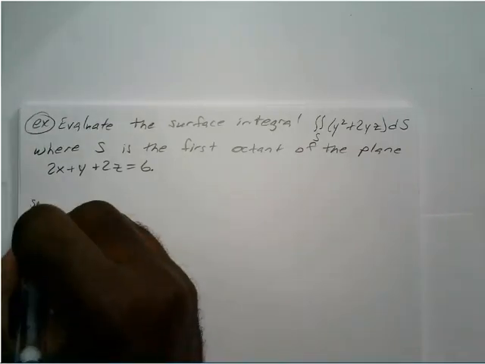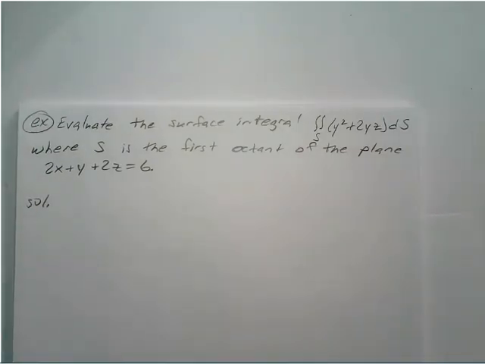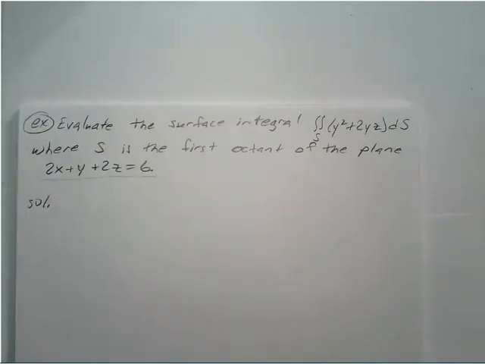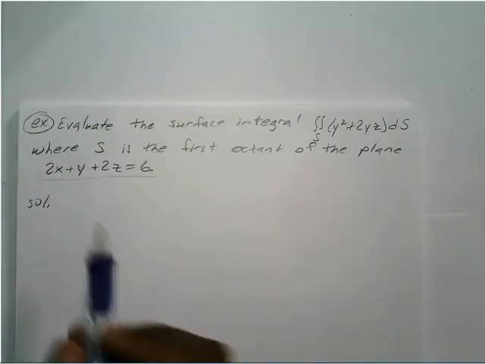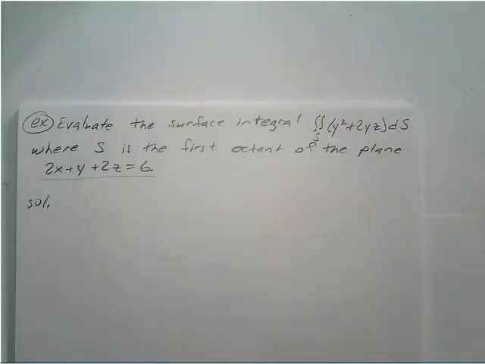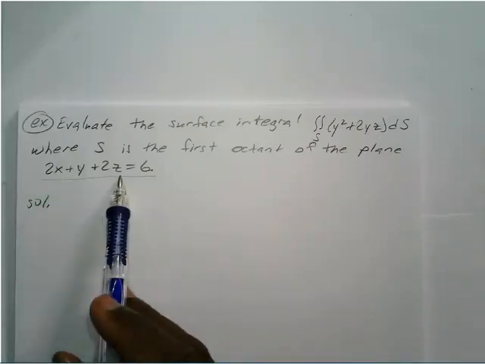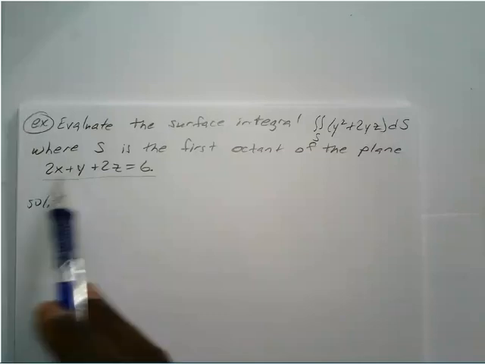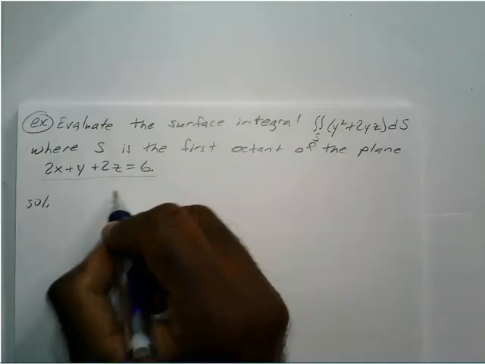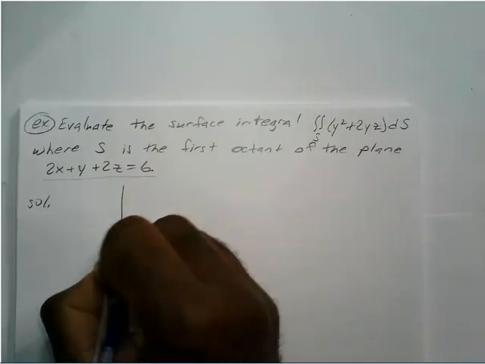All right, now in some cases they will give you an image, and in some cases they won't. But if you wanted to actually sketch this, it would make it a little bit easier. So we can sketch this using the intercepts. If we solve for x, we make y and z equal 0. If we solve for y, we make x and z equal 0. If we want to solve for z, we make x and y equal 0. So if we did that, we would be able to sketch this.